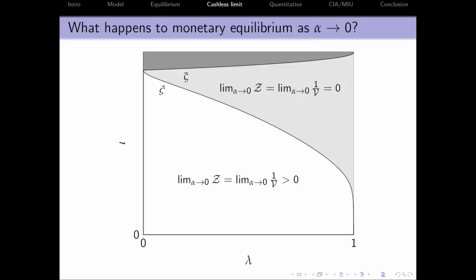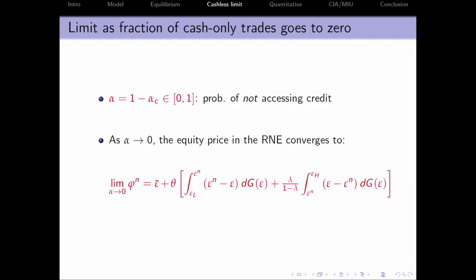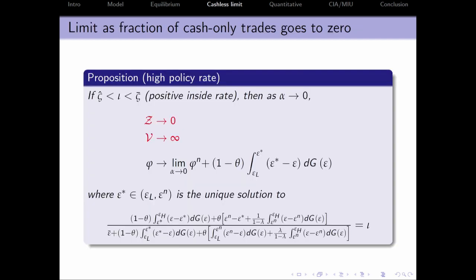So the point is this. I just wanted to say, I'm going to take alpha to 0. I take alpha to 0, okay? And then here's what you get. So here, Z is real balance, and that's velocity, okay? So that's like real balances over GDP.